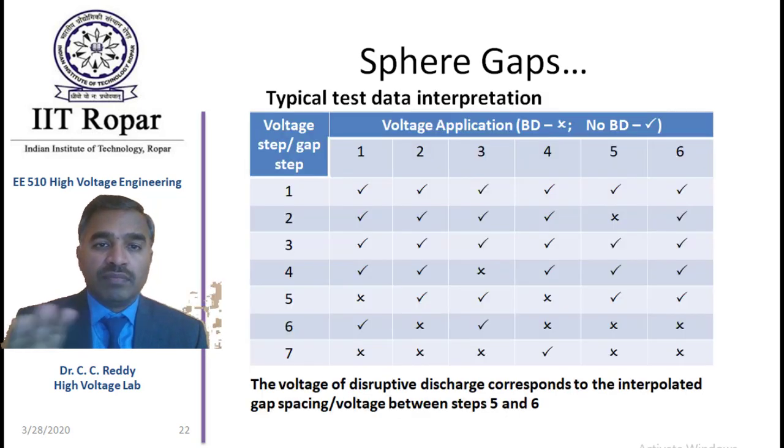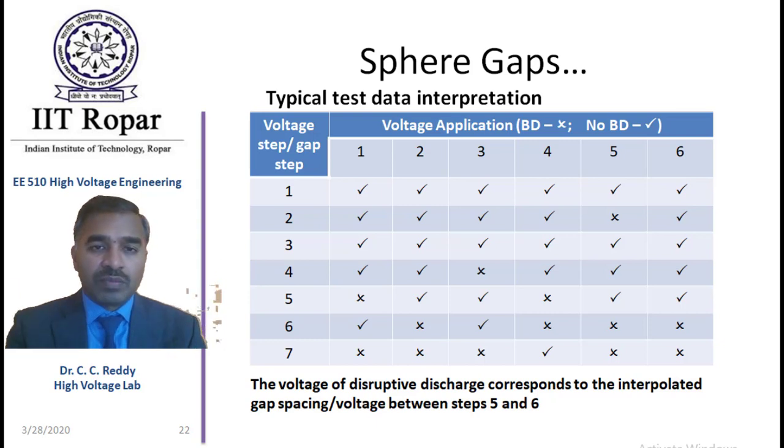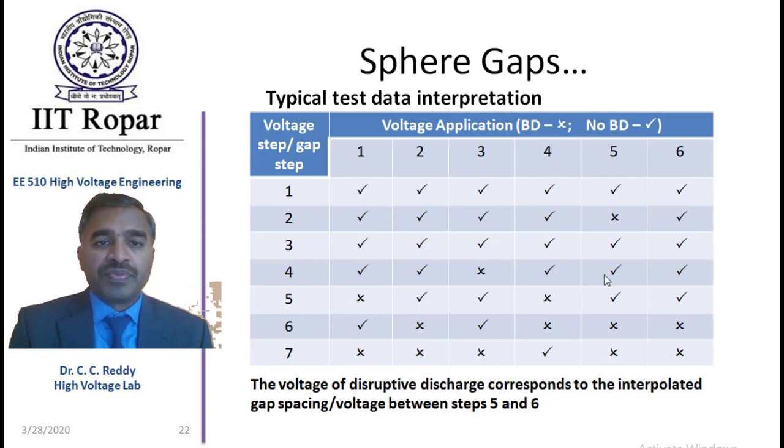Now, in this table, typical test data is shown to make you understand more clearly how we estimate this 50% probable breakdown voltage. So, here this is voltage step or gap step. Either voltage you will be increasing or gap you will be decreasing in steps. So, here 1, 2, 3, 4, 5, 6 are 6 applications at each step. 6 times the same voltage is applied, or 6 times the same gap is maintained. So, either gap or voltage step.